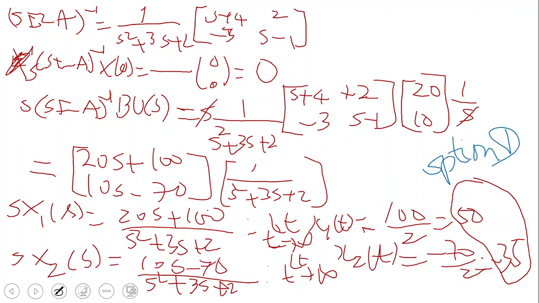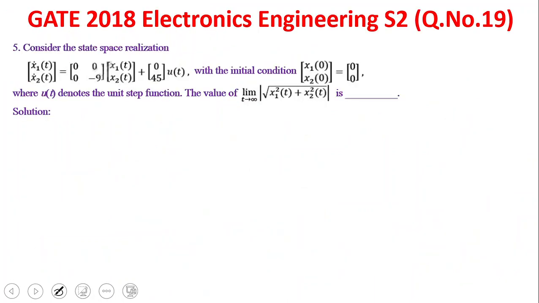So, let us move to the last question. This is again a question from solution of state equations, a slightly different one. They are asking us to find out limit t tends to infinity of square root of x1 square plus x2 square. That means again we need x1, x2 only. Here we cannot use final value theorem because it is coming inside the square root.